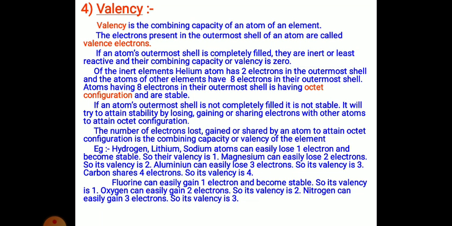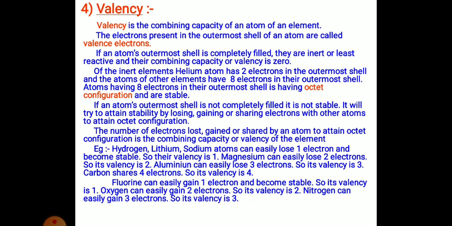Of the inert elements, the helium atom has 2 electrons in the outermost shell, and the atoms of other elements have 8 electrons in their outermost shell. It means the elements which are already satisfied with electrons, those atoms which do not require electrons, we are calling inert elements. Atoms having 8 electrons in their outermost shell have an octet configuration and are stable. We are calling them inert elements.